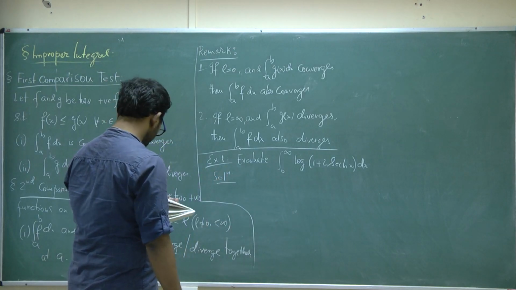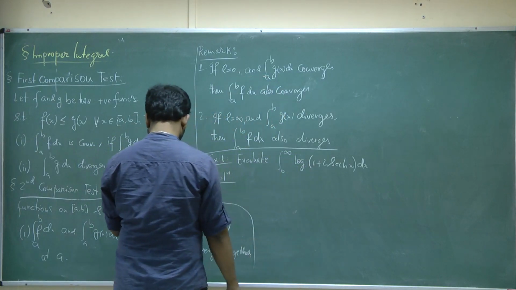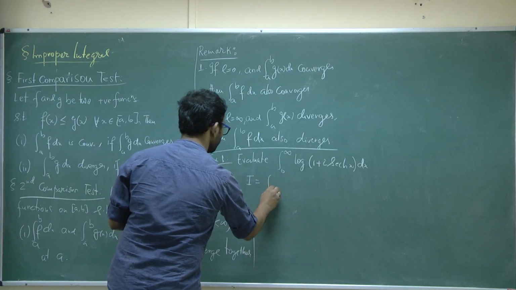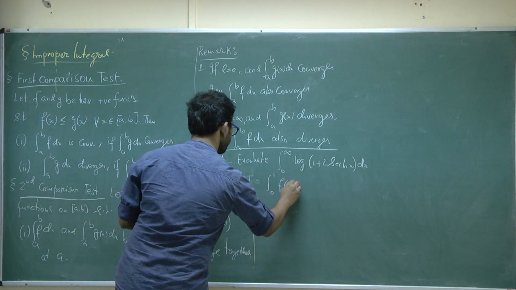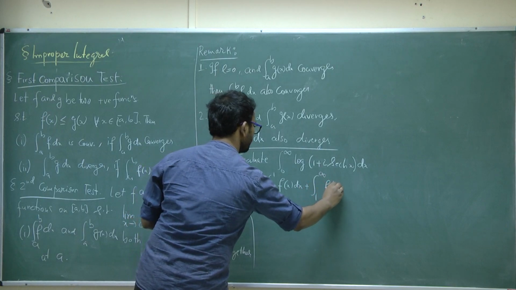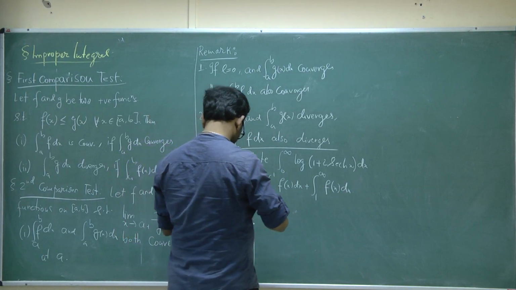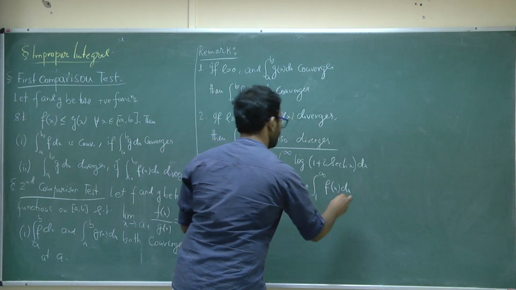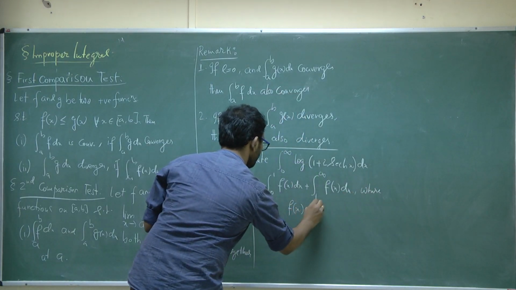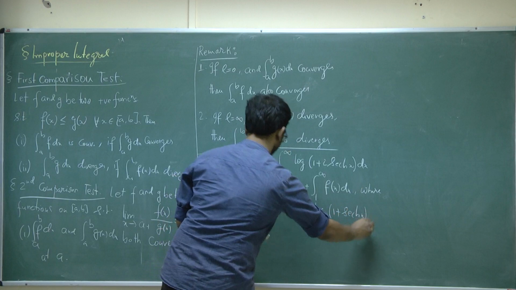When x is infinity, then obviously it is an example of an improper integral. So, first of all, we can separate this I. I can be written as the integral from 0 to 1 of f(x) dx and the integral from 1 to infinity of f(x) dx, where f(x) is log(1 + sech x).